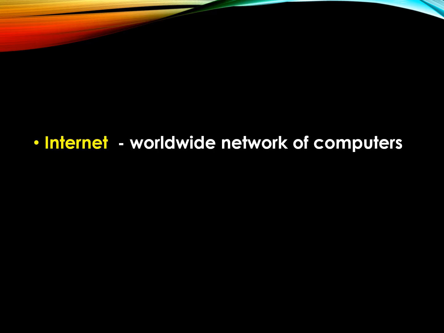Right. You can see here. The first term we call the internet. So what is the internet? It's called the worldwide network of computers. It's called a network of networks. Together we form what? The internet.